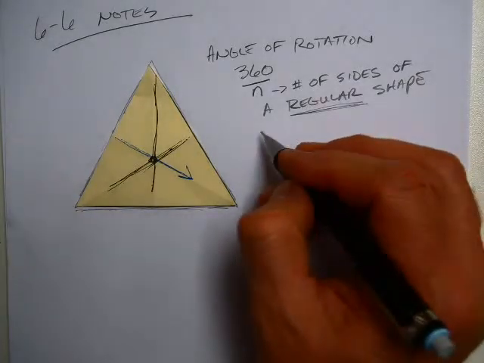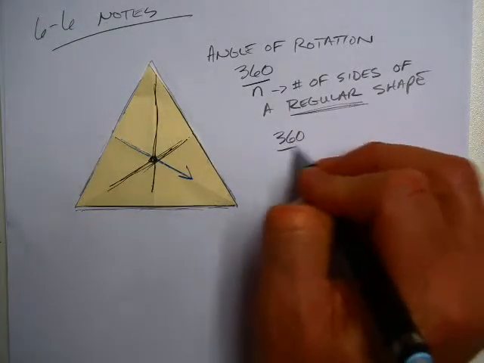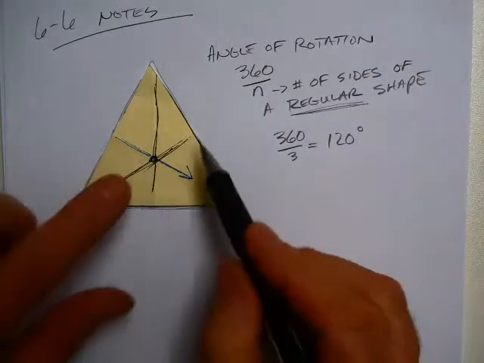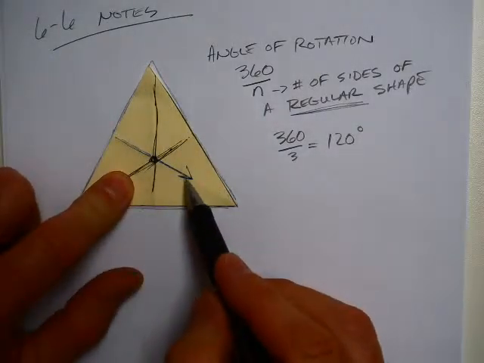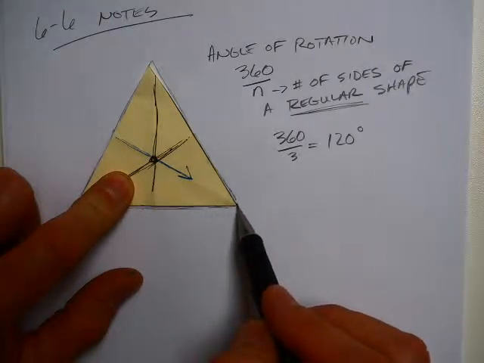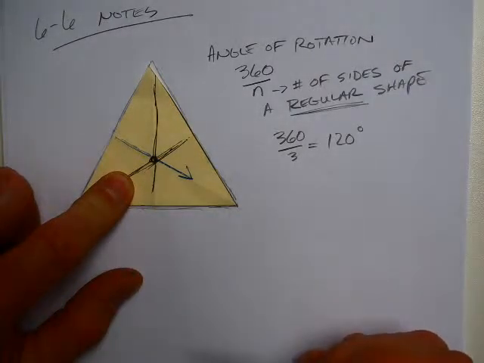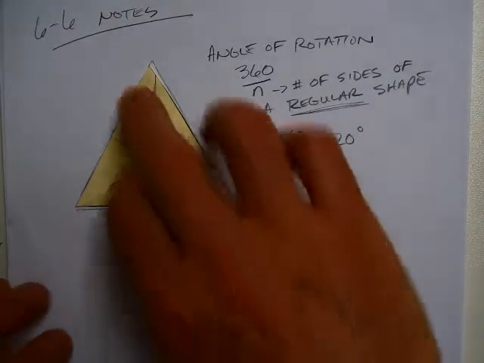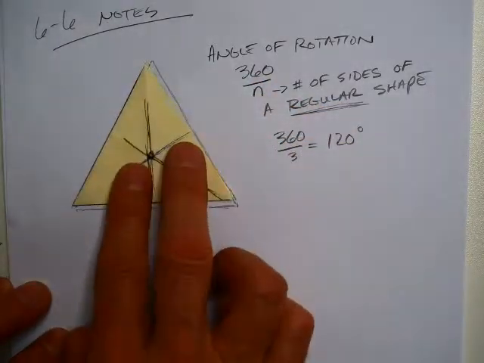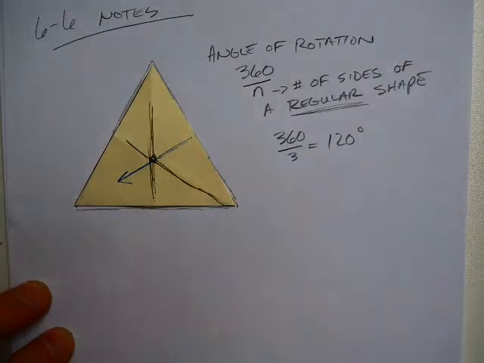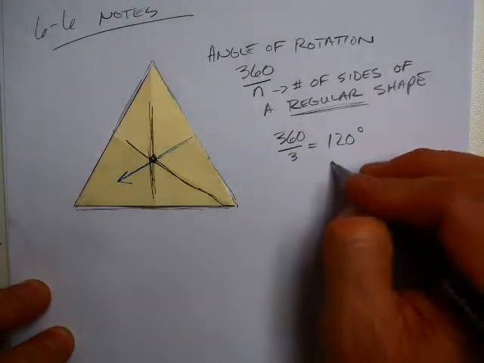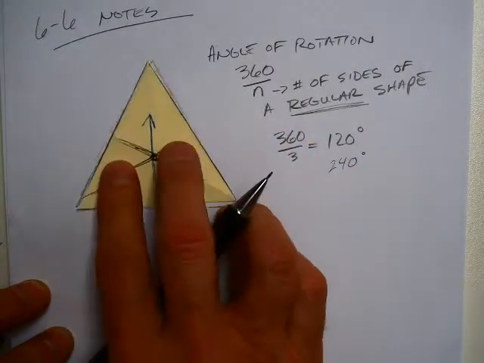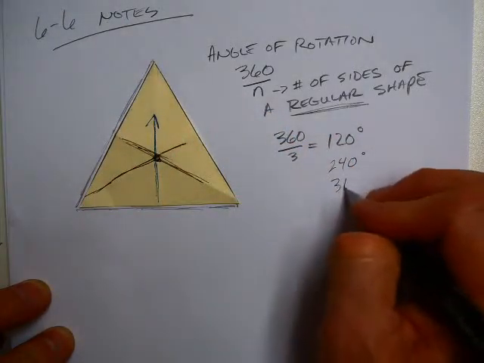So in this case, the angle of rotation is 360 divided by 3, which is 120 degrees, which is exactly how far I've had to rotate this to make this point fit into that lower right point there. And if I keep rotating, then I have more angles of rotation. So the next one would be plus 120 or 240 degrees, right? And then if I go again, I'm all the way around at 360.